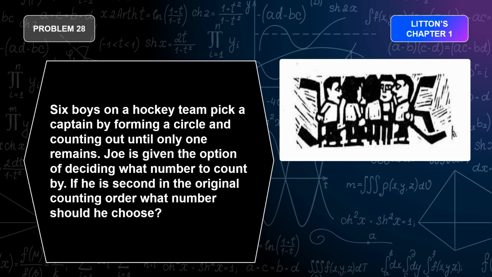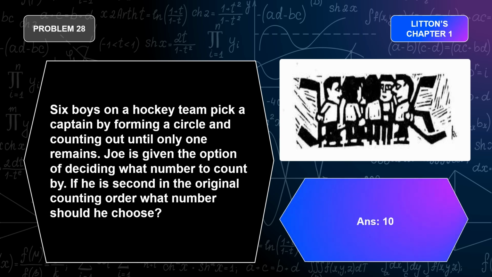Problem number 28. 6 boys on a hockey team pick a captain by forming a circle and counting out until only 1 remains. Joe is given the option of deciding what number to count by. If he is second in the original counting order, what number should he choose? The correct answer is 10. Any counting interval from 1 through 9 will result in another team member's selection. Joe will be captain if he chooses 10.